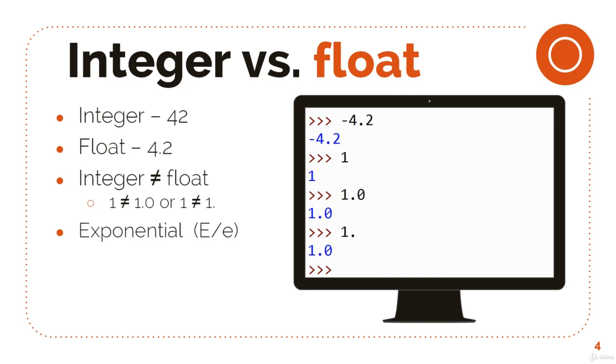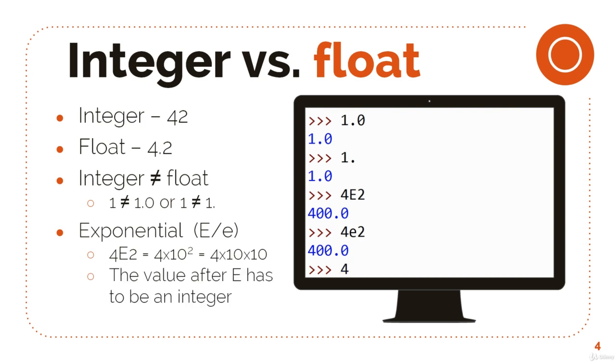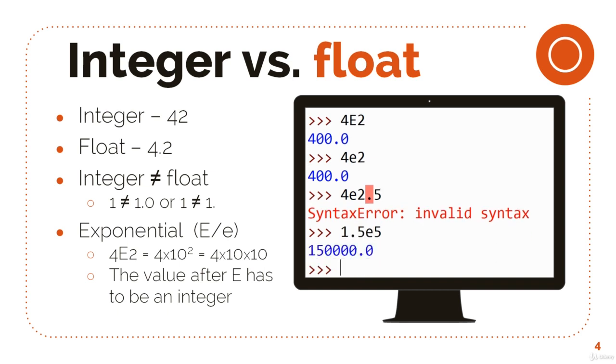Another thing that gives floats is the exponential function, which is usually on your calculator as the exp button. It's the same as 10 to the power of, and in Python you can use lowercase or uppercase e for it. The value after the e, the exponent, has to be an integer. In other words, a whole number which can be positive or negative. On the other hand, the base, which is the value before e, can either be an integer or a float.